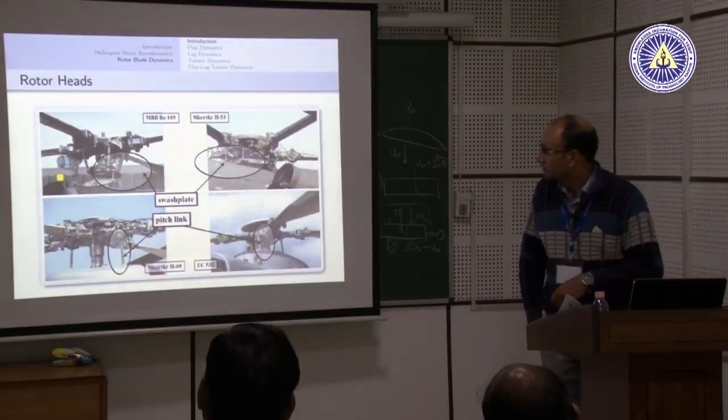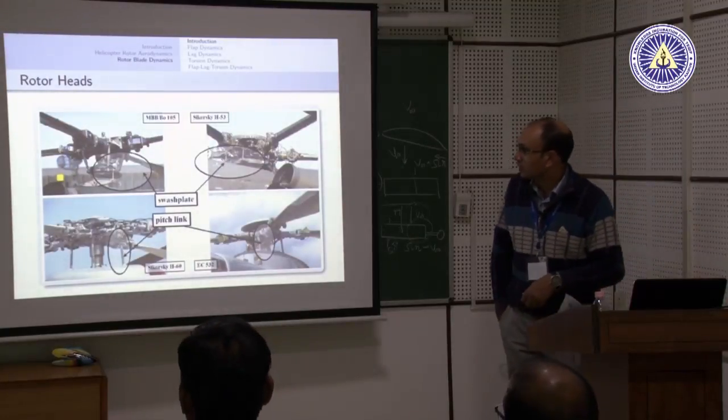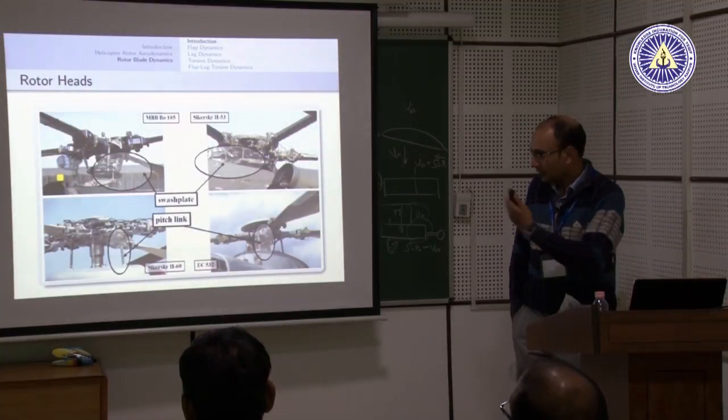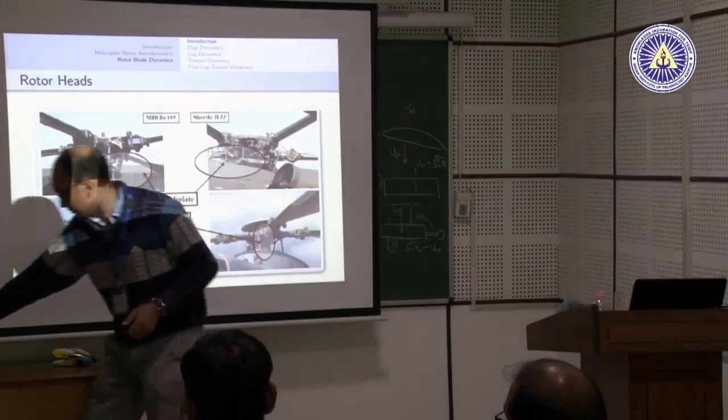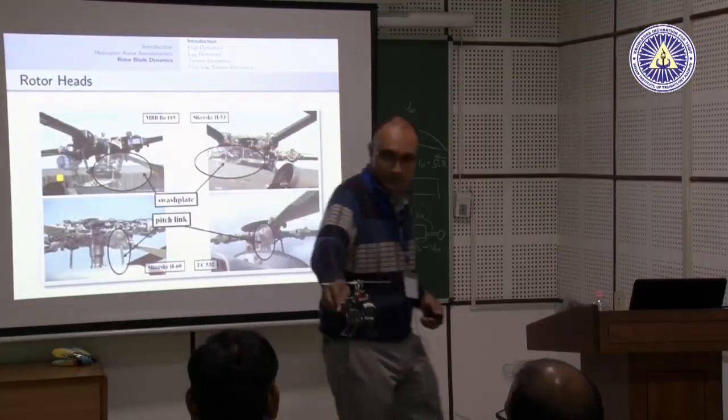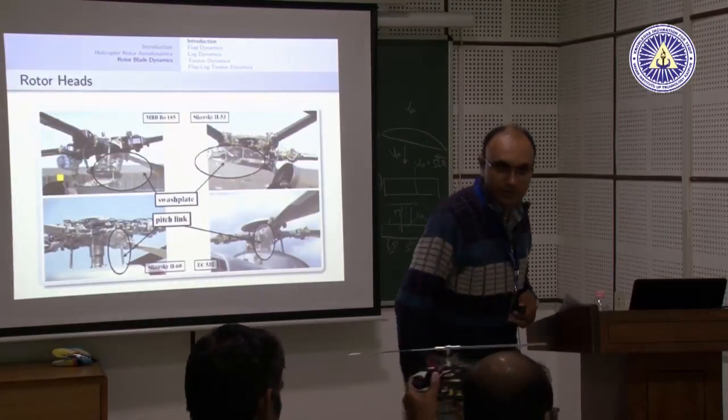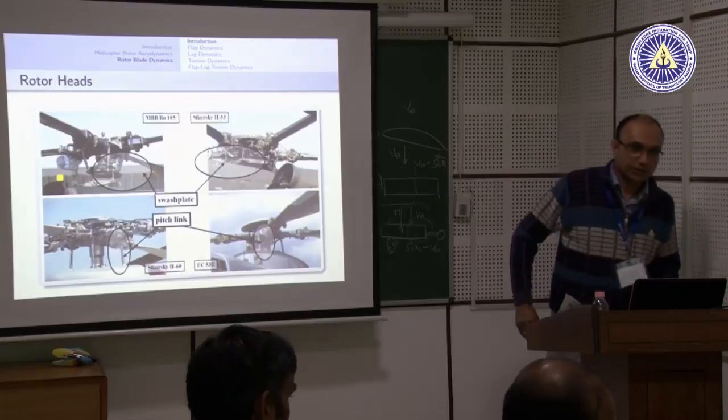Okay. So this is an example of rotor hub. We have already seen how a rotor hub looks like, so shall I pass this along? All of you can take a look at this. You can just pass it to the back. So you can just see how the swash plate is.